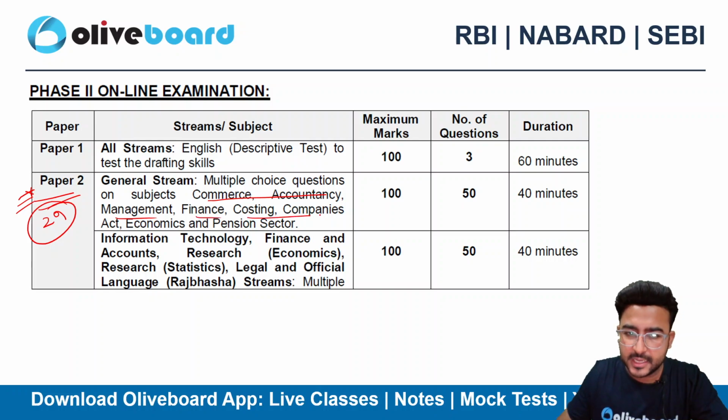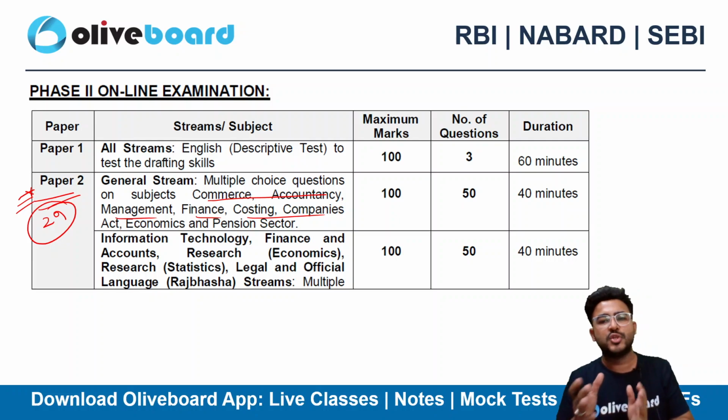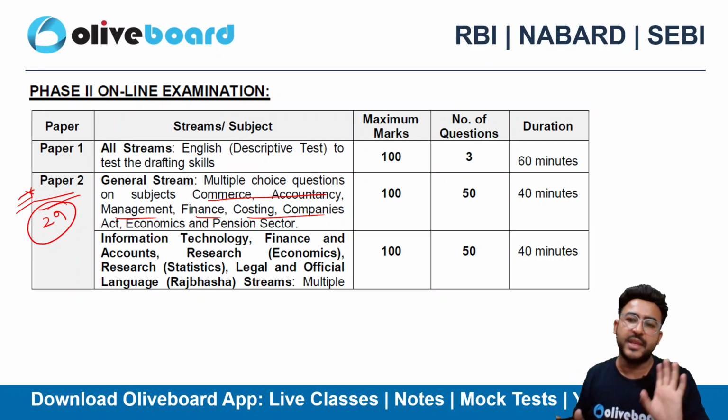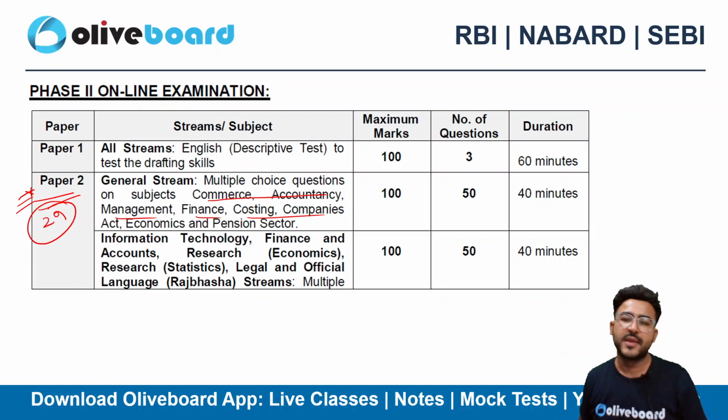Now definitely you need to study these subjects with a different perspective. आपका perspective should change here. That's the prerequisite, because this is phase 2. Definitely the level will increase as compared to the phase 1.